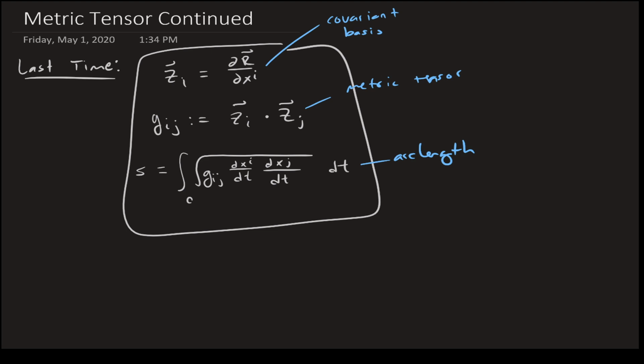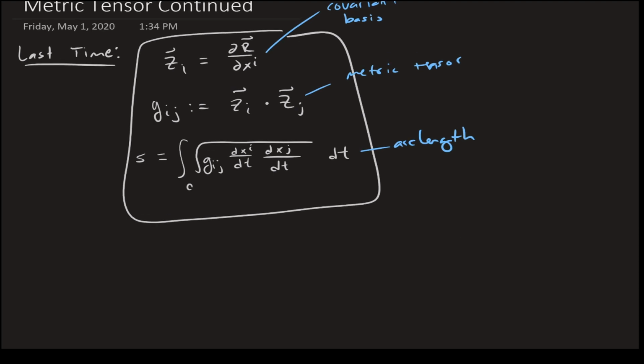So I'm going to continue our discussion a little bit today about the metric tensor. We showed at the end of class last time that the metric tensor is indeed a 0-2 tensor.